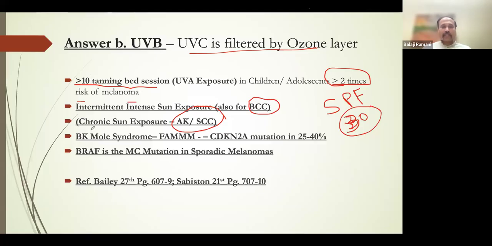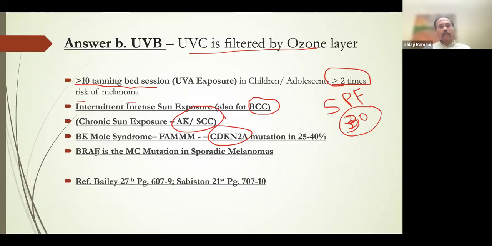And as I already said, the BK mole syndrome, or the dysplastic nevus syndrome, or the familial atypical multiple mole cell syndrome, or the CDKN2A mutation. This has come as a question. More than 5 moles when they are present, that is significant. So the mutation is the most common mutation. It is a very common syndrome that is a precursor lesion of a melanoma.